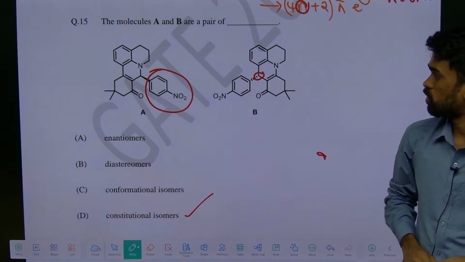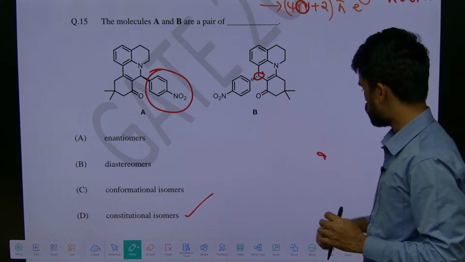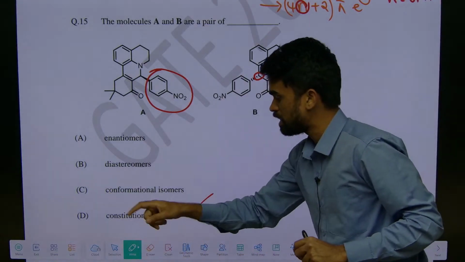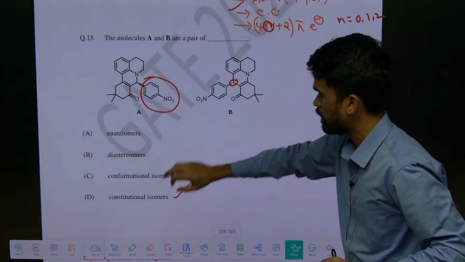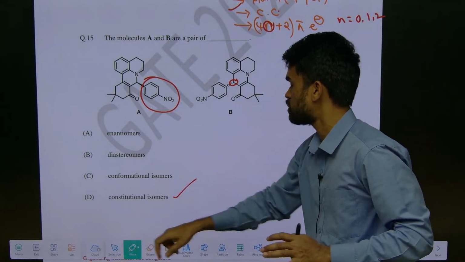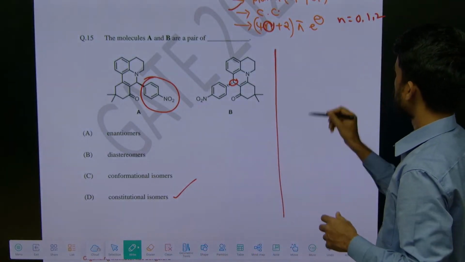That is a direct question. Now I will tell you one more example. See, this is an IIT JAM question. Whatever I am making, I try to match with IIT JAM questions, because previously I have seen that.